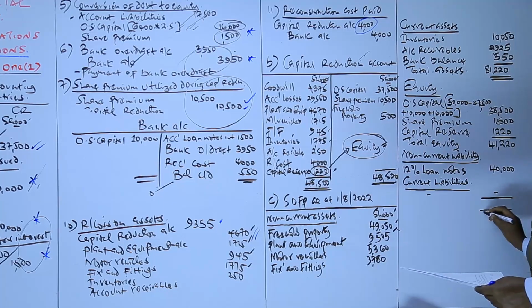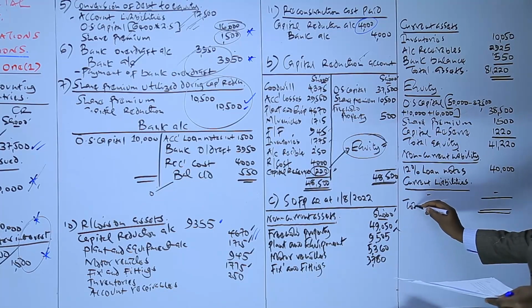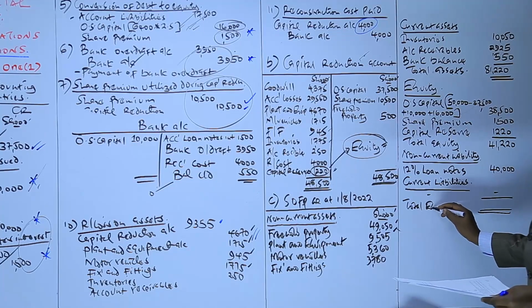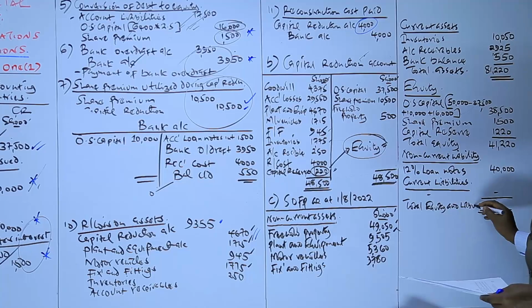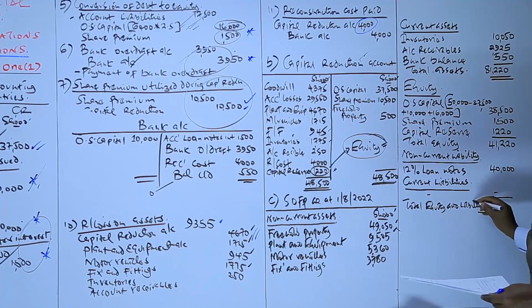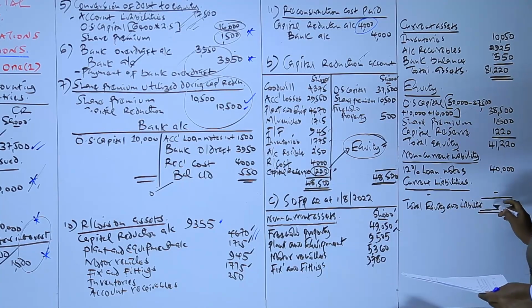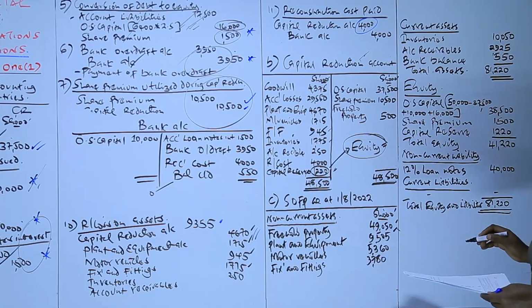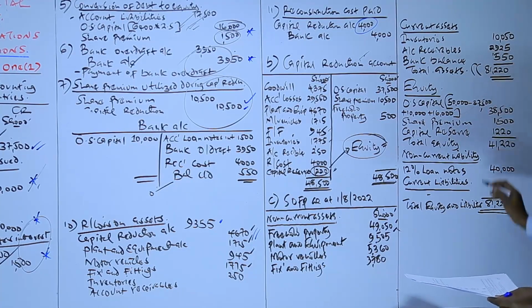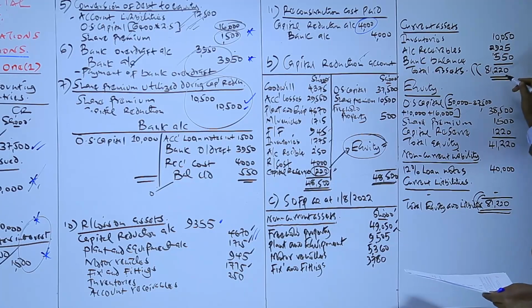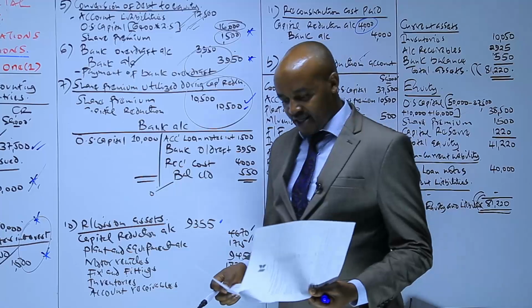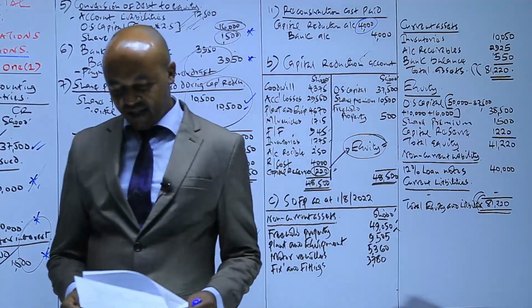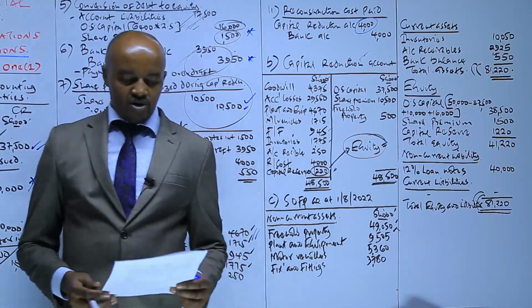Yes. And then from there, what we do, we get the total equity and liabilities, which will be this plus this, and that will give us 81,220. And basically that should be the same with what we have up there as the total assets. So basically that is it, that is what was required as far as that particular question is concerned.